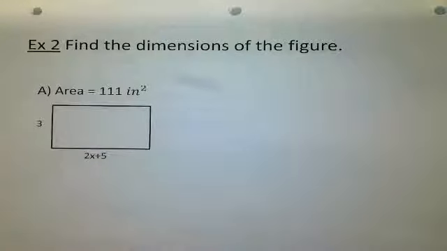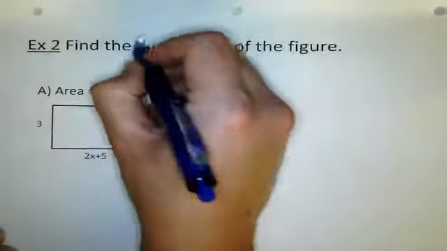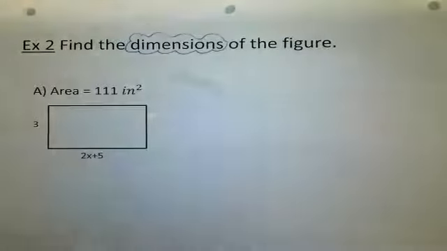So in this one, they say the area is 111 inches squared. And we have a rectangle with a height of 3 and a base of 2x plus 5. And I guess we want to make sure we answer the question. So what does it mean when they say find the dimensions? What are they looking for? What does dimensions refer to?